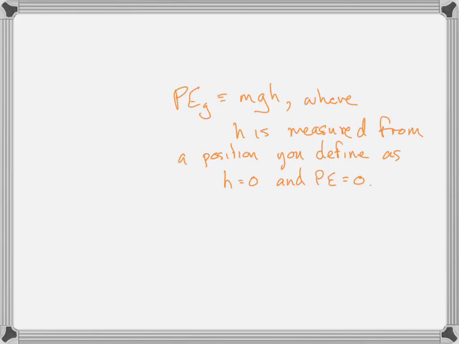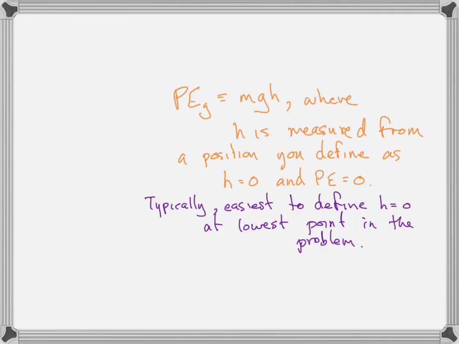You define your 0. And typically, the easiest thing to do in a problem is to define h equals 0 at the lowest point. So if we're only talking about moving things from the table, you can define h equals 0 at the table. If you're talking about moving things from the table to the floor, then you might define h equals 0 at the floor, etc. This is generally going to be true, because the work done by a conservative force is defined as minus the change in potential energy. It doesn't define the potential energy at a point.